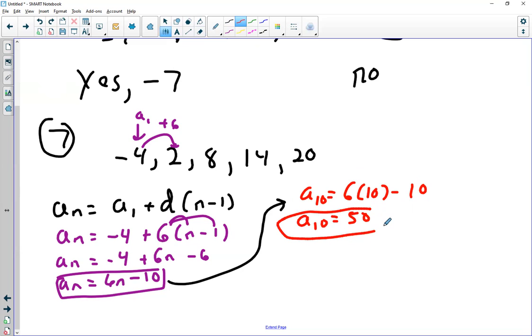Wait, how do you plug it in? You do A10 equals 6 times 10 minus 10. I just took the formula and plugged in a 10 for N. Yeah, they tell you A10, so you put 10 in. That's what I've been trying to say. But then when you do -1, -1, because N minus 1?